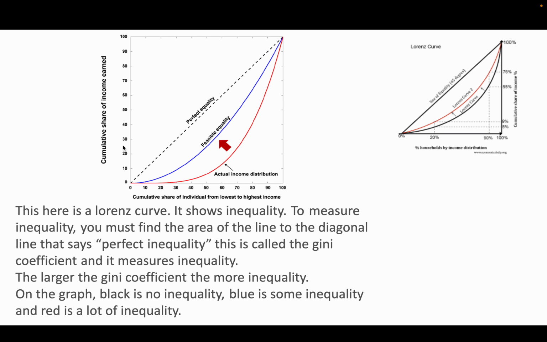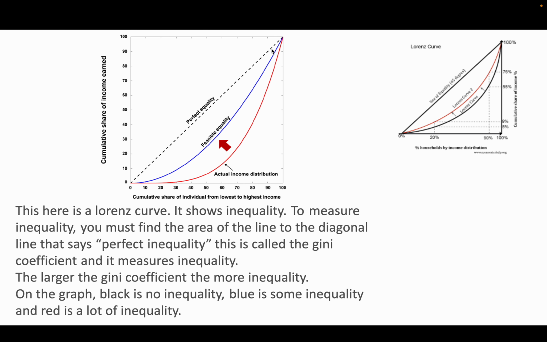The Lorenz curve tries to measure the rate of inequality that we see. So here we have three different lines. This is perfect equality. This here is feasible equality, and this is the actual income distribution of the United States. So what does this all mean? The x-axis is different individuals based on their income. So 0 stands for the poorest individual. 100 stands for the richest individual. And then this shows the income earned, so how much money they actually have.